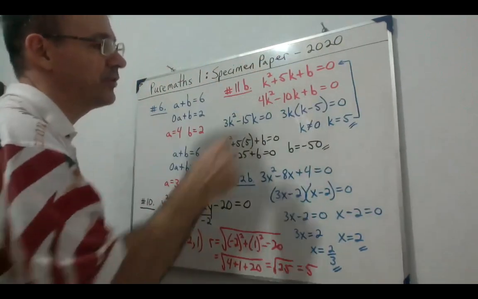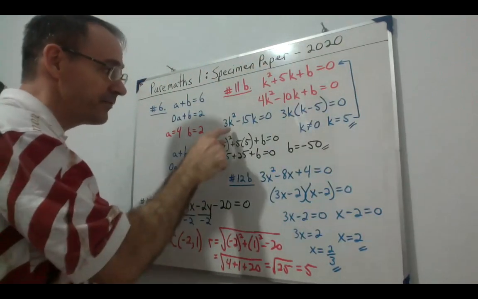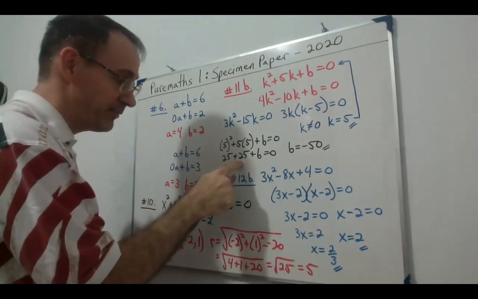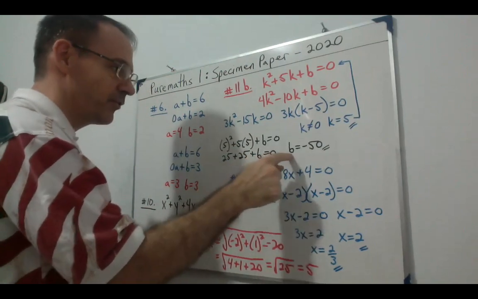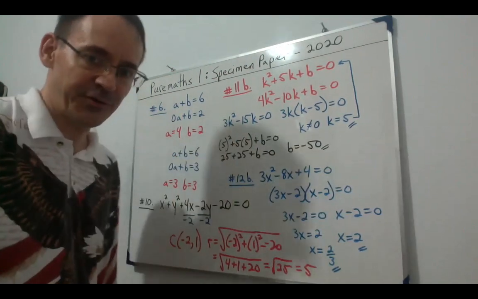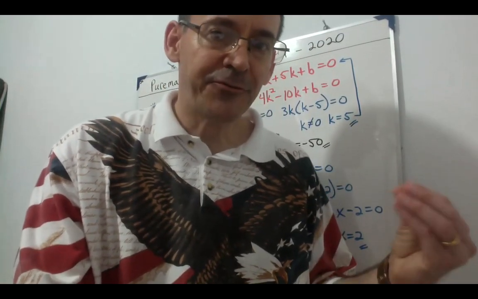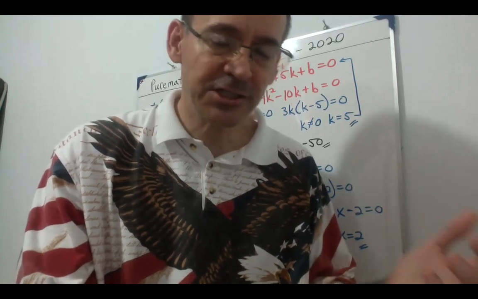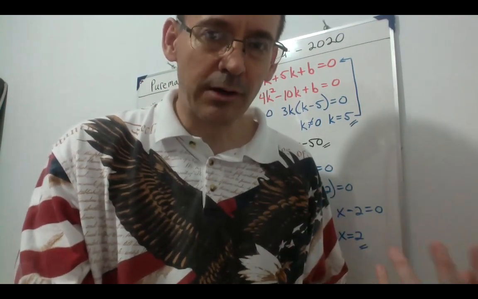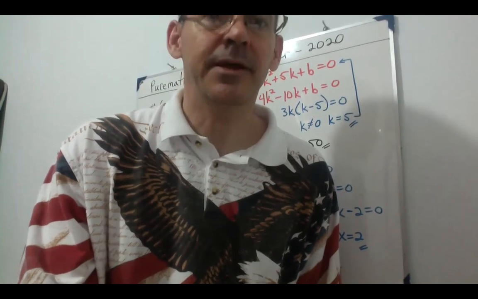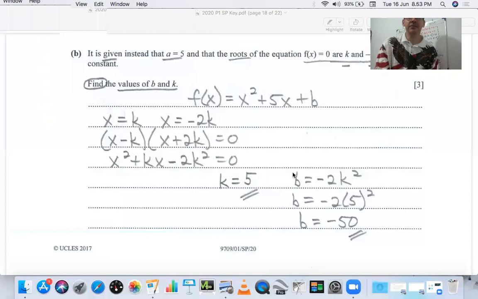Plug that back into either one of the equations. 5 squared plus 5 times 5 plus b. 5 squared is 25. 5 times 5 is 25 plus b equals 0. Therefore, b equals a negative 50. So you get the same answer, but it's just using function, evaluating functions for the values instead of the way I did it, using them as roots and working backwards from roots to factors to equation. Okay, so let's screen share again. We're almost done. We're doing pretty good here.